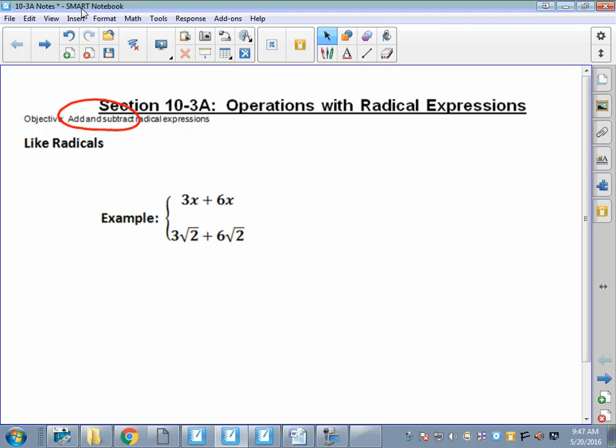in section 10.2. So first of all, we need to mention that like radicals mean that we've got the same radicand. Radicand, remember, is the number underneath the square root sign. If it was a cubed root sign, we'd have the same radicand. We haven't worked with cubed roots, but we could have like radicals.